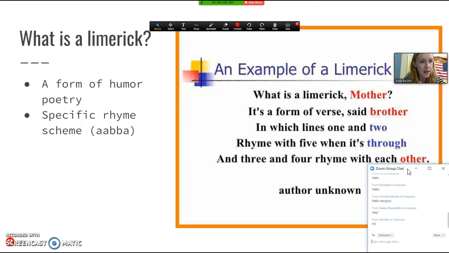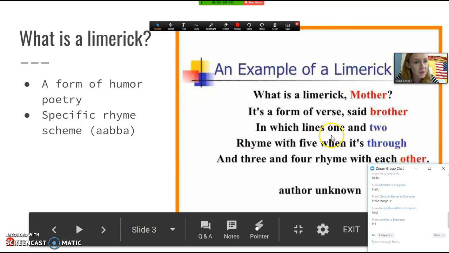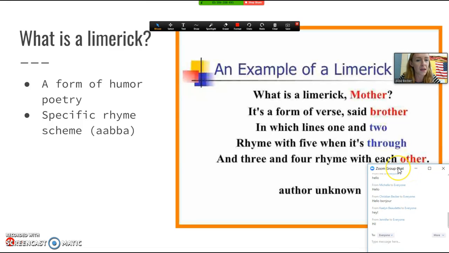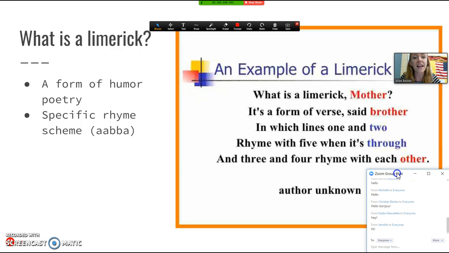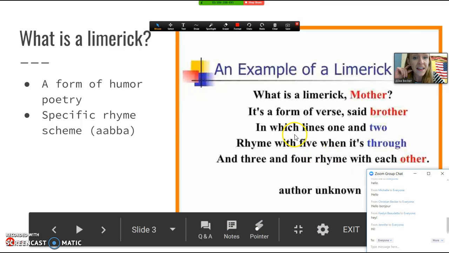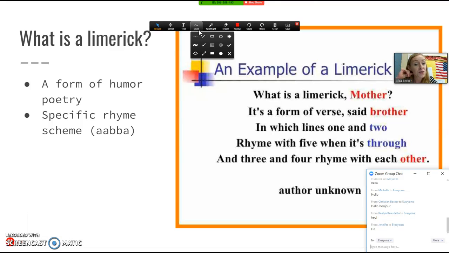I'm going to read this example of a limerick on the right-hand side here. Please follow along with me as I read it, and then we'll talk about that pattern of rhyme that Kaylin was just saying. What is a limerick, mother? It's a form of verse, said brother, in which lines 1 and 2 rhyme with 5 when it's through, and 3 and 4 rhyme with each other.